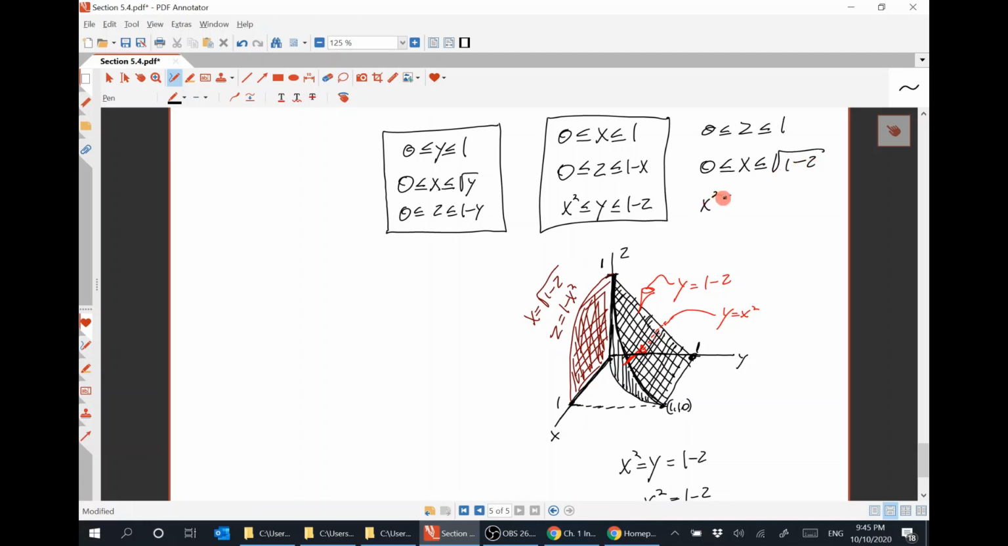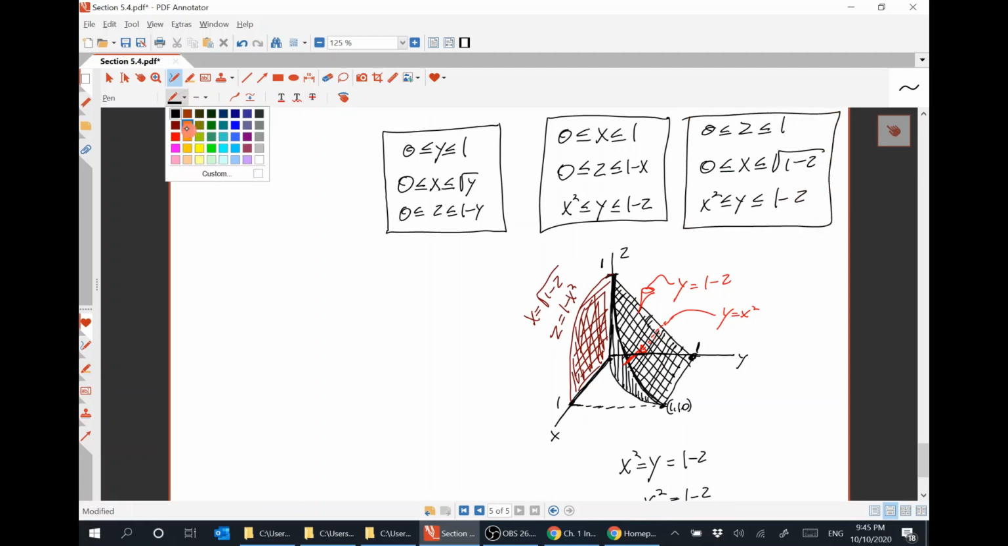Right, and x squared less than or equal to y, less than or equal to 1 minus z again. Right, z goes from 0 to 1. And then x goes from the z-axis, which is z equals 0, to square root of 1 minus z. And then the y goes from here to here again.